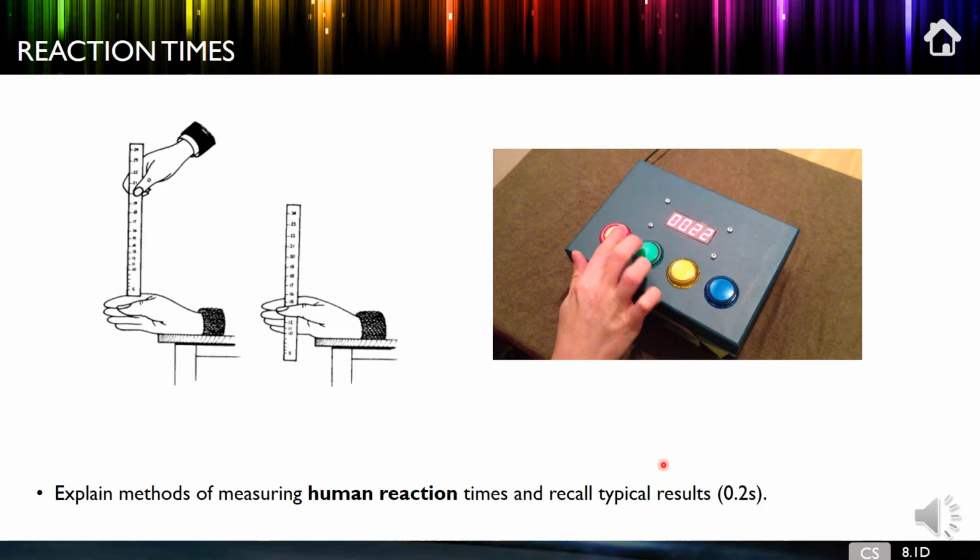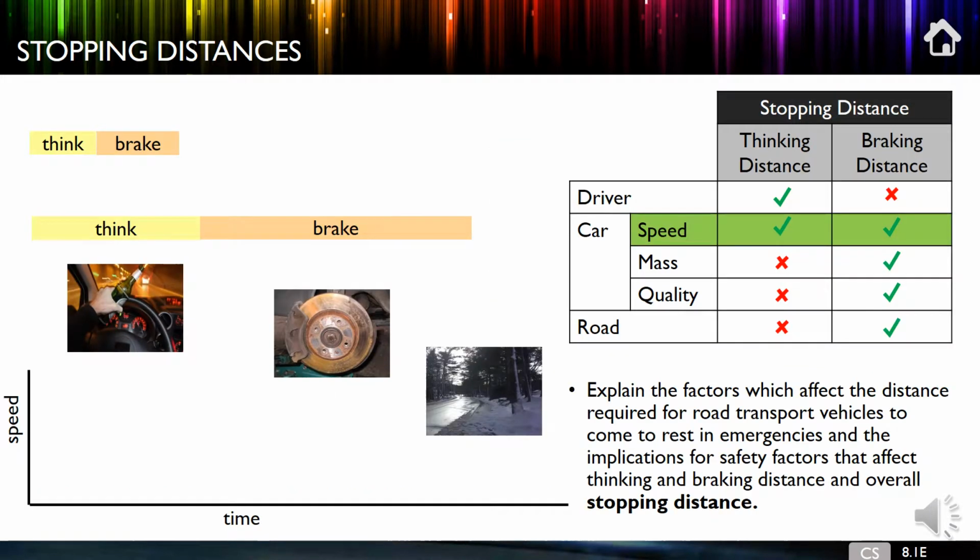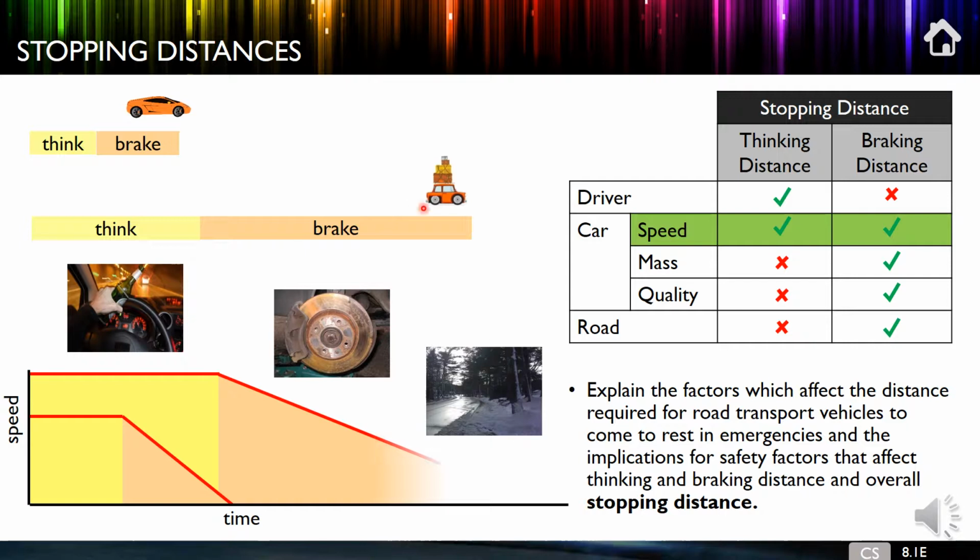So typical reaction time is 0.2 seconds, or we can have an electronic version of that. Now that is relevant to our definition of cars. So we mentioned this in the intro, but we've got 2 scenarios here. We've got the perfect scenario and the nightmare scenario.